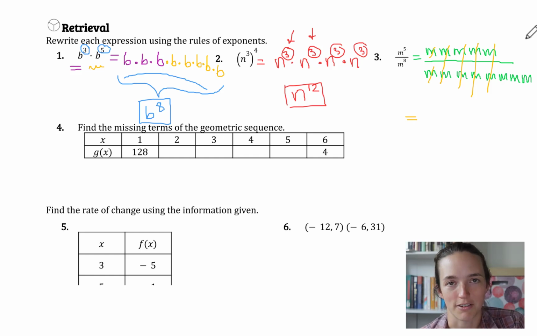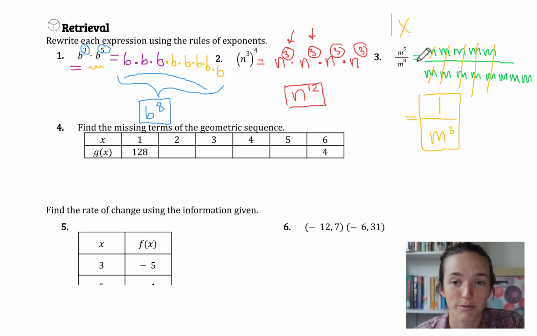Now, don't write 0, because technically, when you have a variable and there's nothing in front of it, technically there's a 1 there. So now that all these m's are gone, we have a 1 in the numerator. And what's left on the bottom is m times m times m, which I happen to know is m cubed. The shortcut rule, subtract. We just did 8 minus 3, and since 8 was on the bottom, where the bigger number was, we put that 3 on the variable on the bottom.